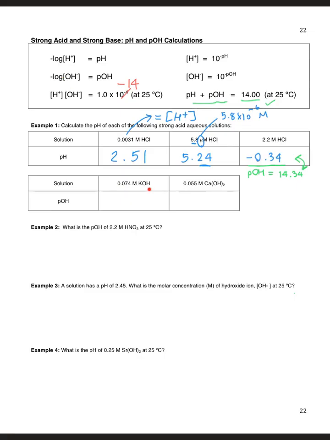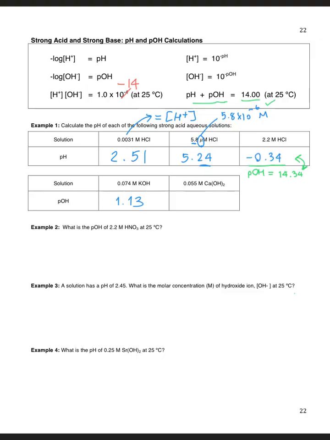Because they are strong bases, the concentration of hydroxide ion would be the same as the concentration of the base. So if you take the negative log of the concentration of the base, which is 0.074, you are going to get a pOH of 1.13. Again, this is a base solution, so the pOH value has to be less than 7. And if you calculate the pH for this solution, then the pH value for the base will have to be greater than 7.